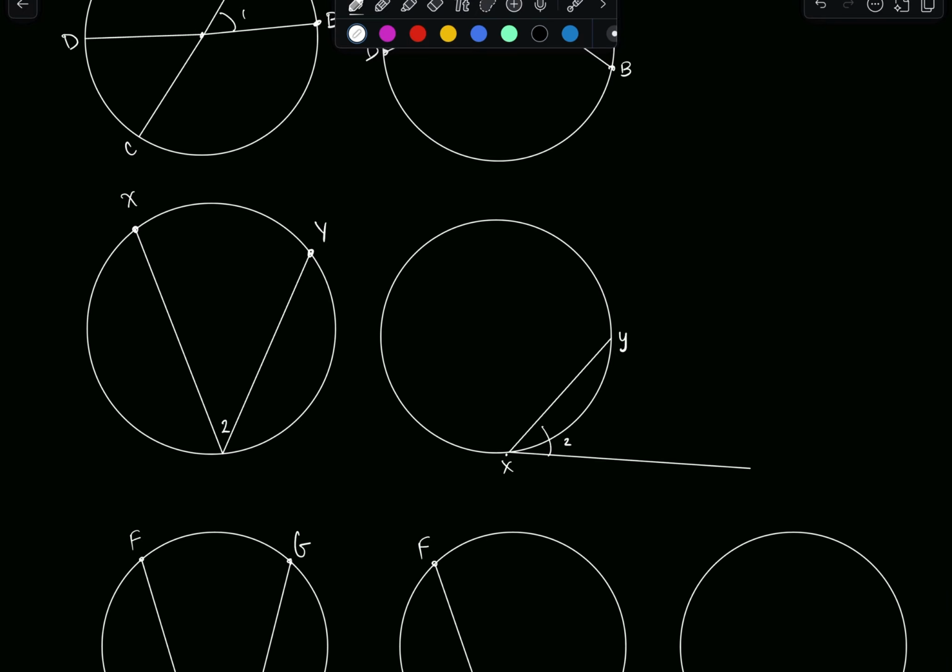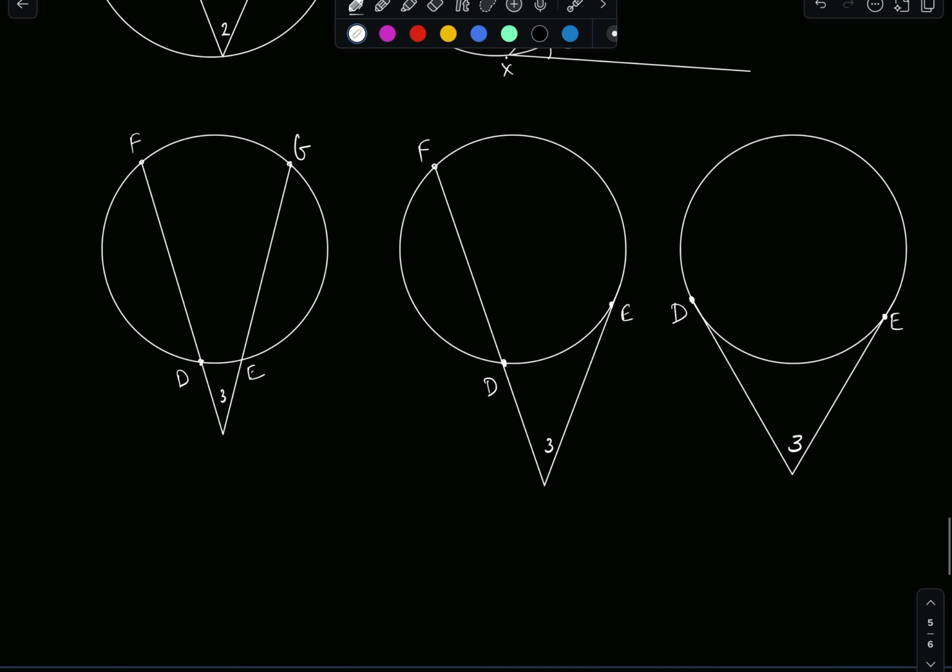Now, what if the vertex is on the circle? So in these cases, I've got the measure of angle 2. Well, this is going to be 1/2 of the inscribed arc or the intercepted arc. So in this case, for both of these, it's going to be 1/2 of that XY. So that works here. It also works there.